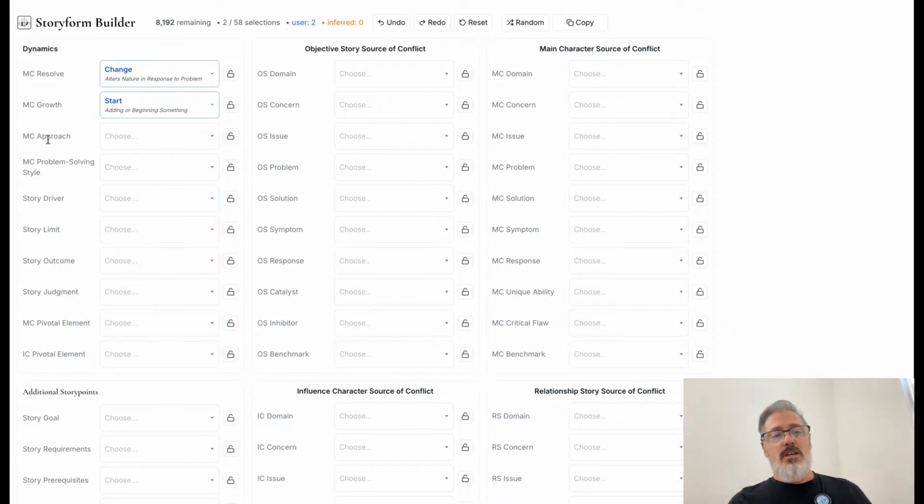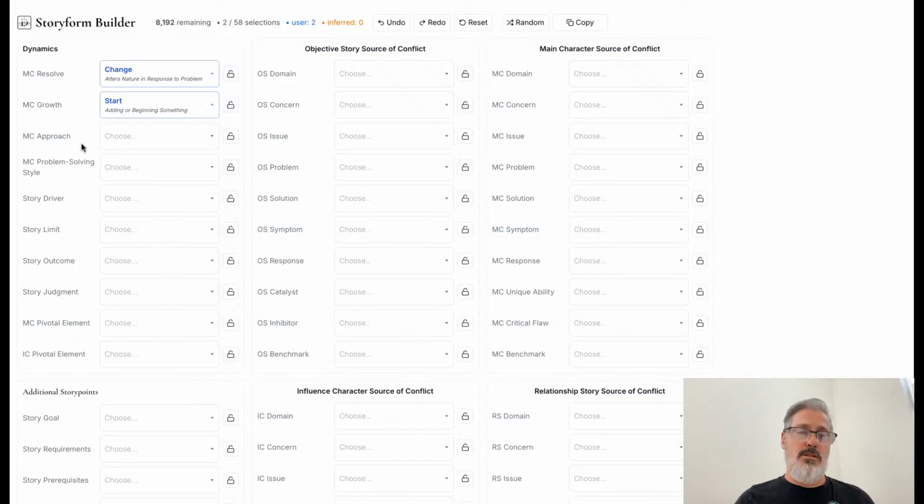The next one is the main character approach. And you'll notice the first four are about the main character, the next four are about the story. That's reflecting the idea that both character and plot are interwoven. They're both essential. There aren't character driven stories, there aren't plot driven stories. They're both one half subjective, the other half objective.